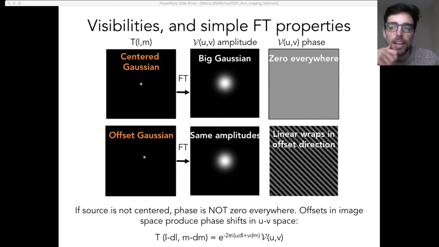So if we offset, for example, a Gaussian from the center of our image, the amplitude will stay the same. So it will be the same as a source that is centered at the phase center, but the phase will not be zero anymore because the source is offset towards the top right, i.e., which will be northwest in an astronomical image. And so what we will see is that the phase will follow a sinusoidal function that is generally called a wrap. So we will see wraps in the direction of this offset.